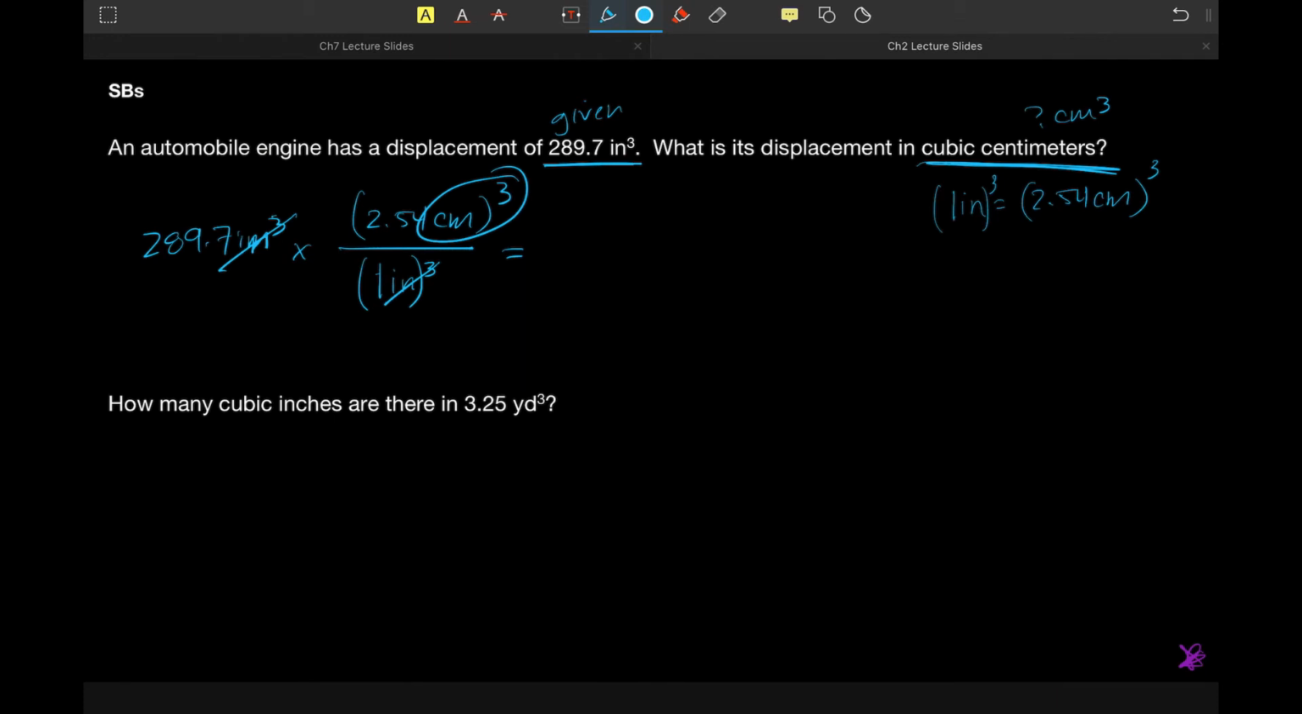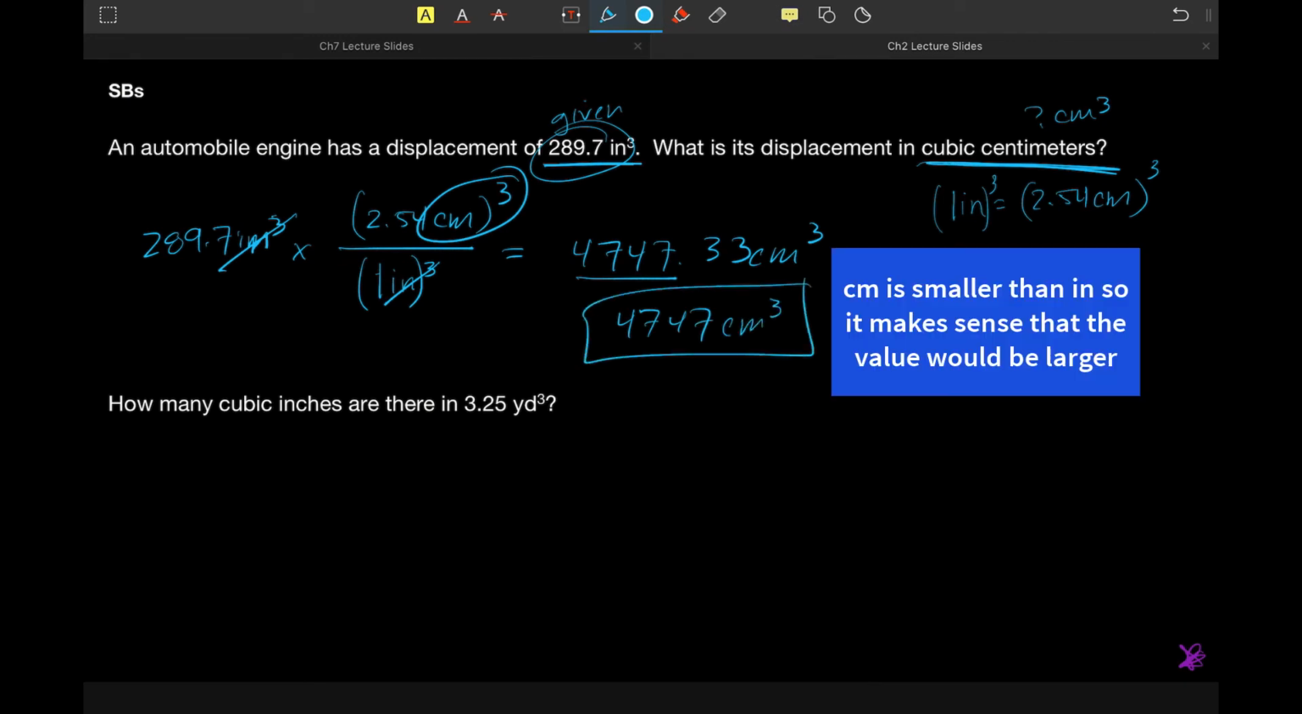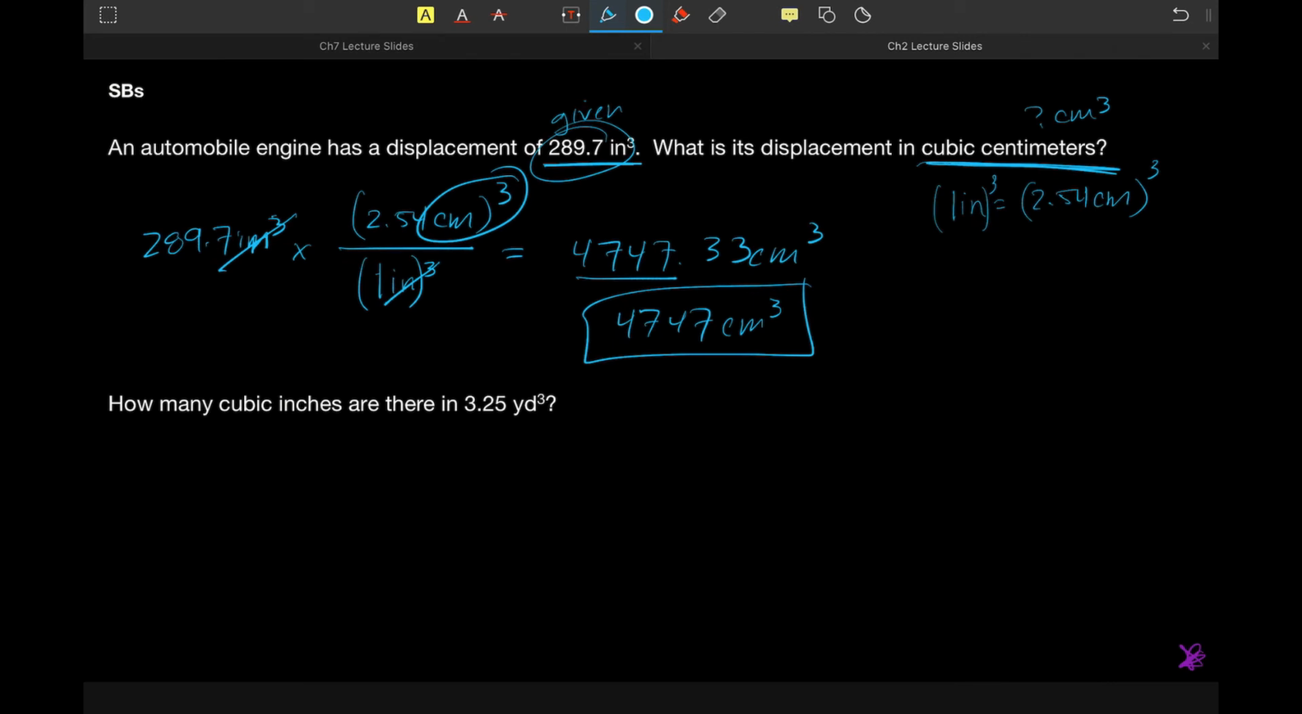And then that's going to give us 4747.33 centimeters cubed. Then we're going to round it to 4 sig figs, so 4747 centimeters cubed is the displacement in centimeters cubed. Which makes sense that it's a larger numerical value, because centimeters are smaller than inches.